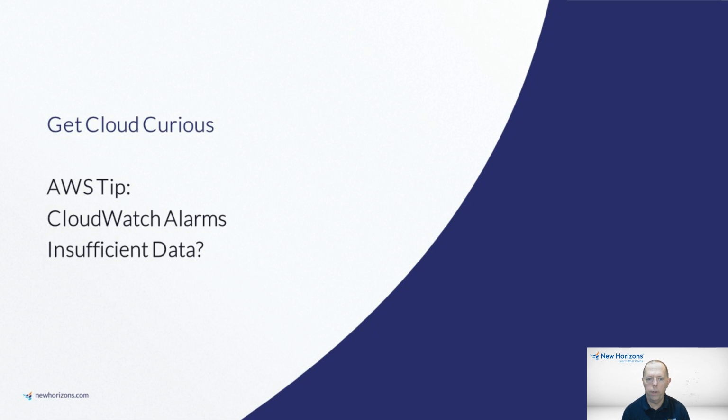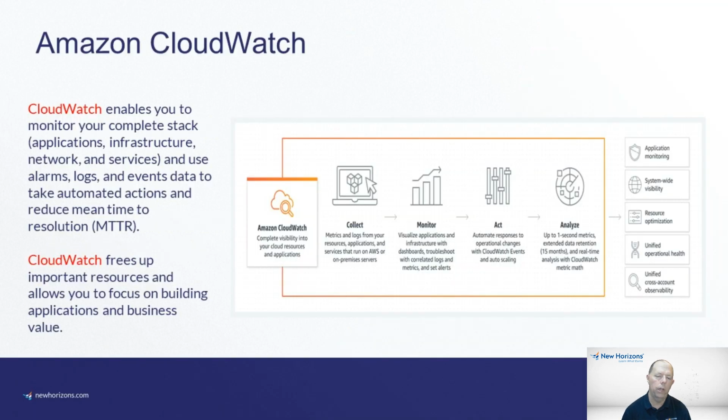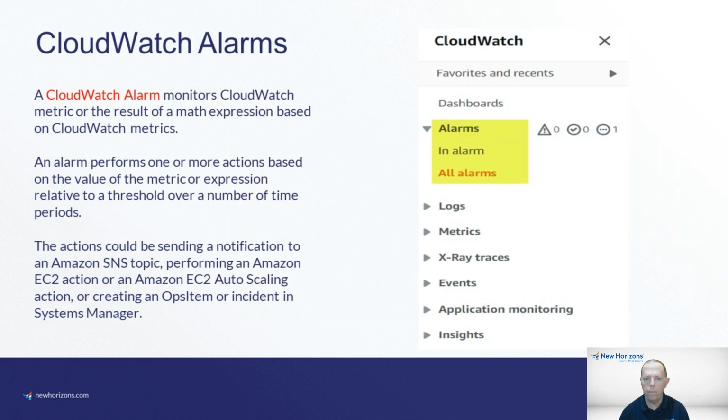I have an AWS tip today about CloudWatch alarms and what the insufficient data message means. First, CloudWatch is our monitoring service inside of AWS. It allows us to do a lot of things like collecting data, monitoring, setting alarms, analyzing what we have monitored out there inside of our AWS environment.